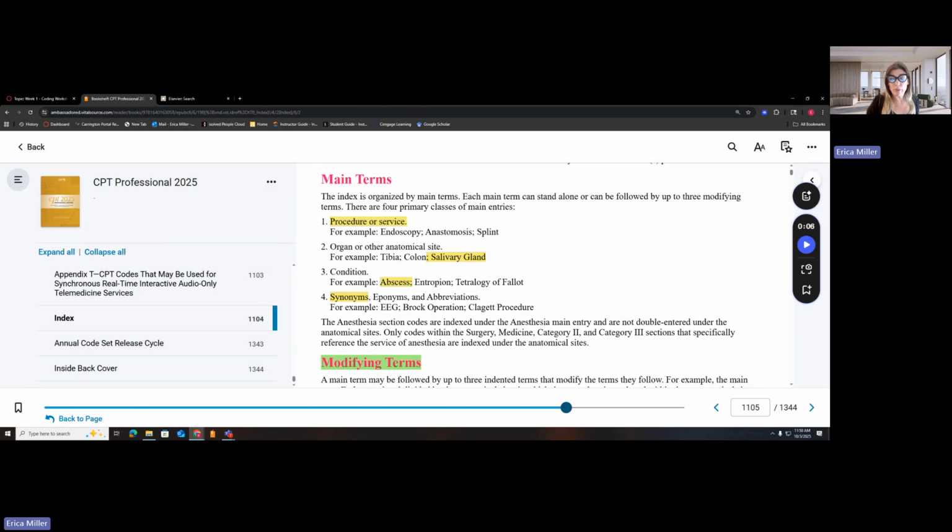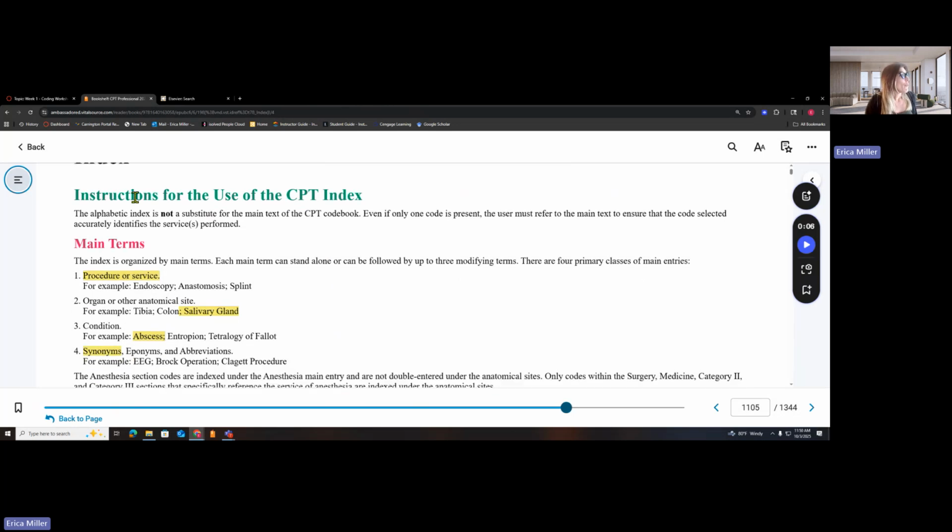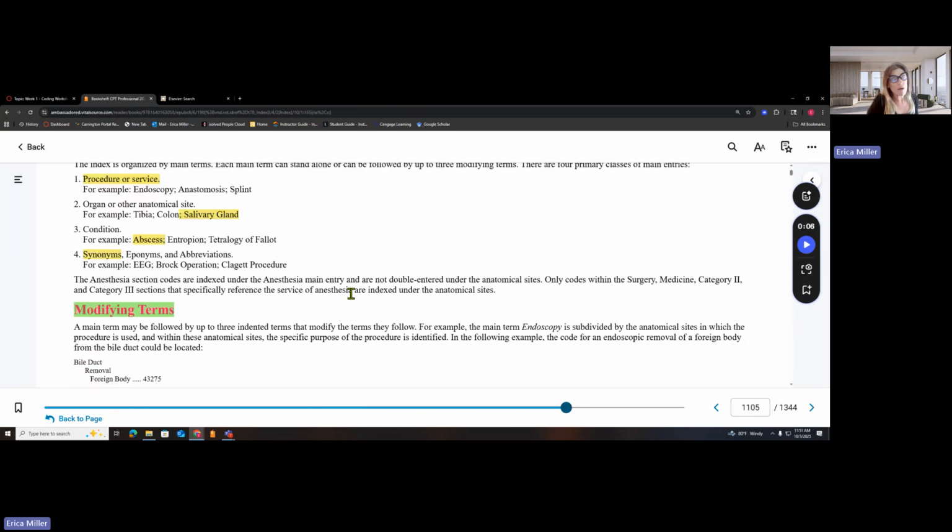So I'm just going to read you the description here. Index. I'm going to go full screen. This is basically the instructions for the use of the index. Now, it tells you right here, it's not a substitute for the main text. So everything I've been showing you up to this point was your main text, just in different sections, right? And that main text is where the code and the full description is. Your index is going to say, if you're looking for a procedure of an endoscopy of the throat, right?